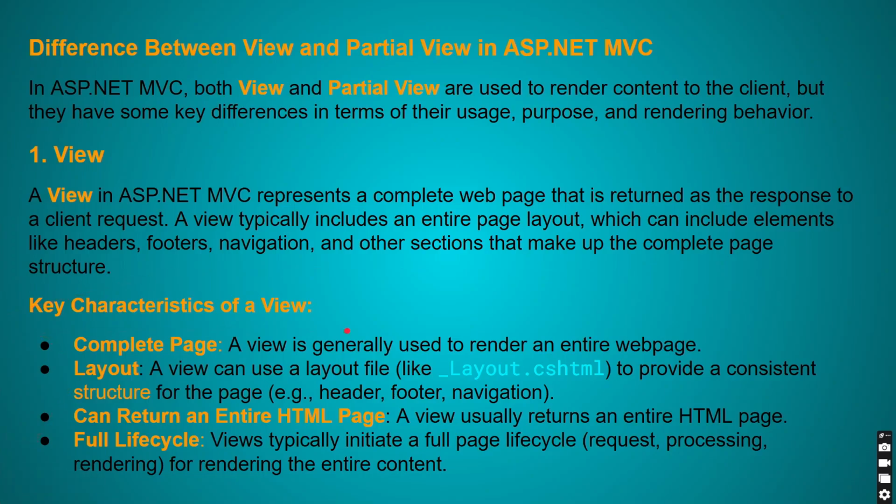Key characteristics of a view. Complete page: a view is generally used to render an entire web page. Layout: a view can use a layout file, like _Layout.cshtml, to provide a consistent structure for the page. Example: header, footer, and navigation. Can return an entire HTML page: a view usually returns an entire HTML page. Full life cycle: views typically initiate a full page life cycle, request, processing, and rendering of the entire content.